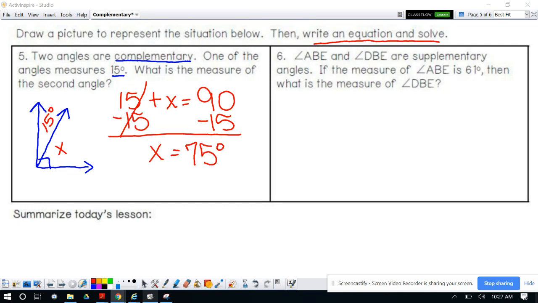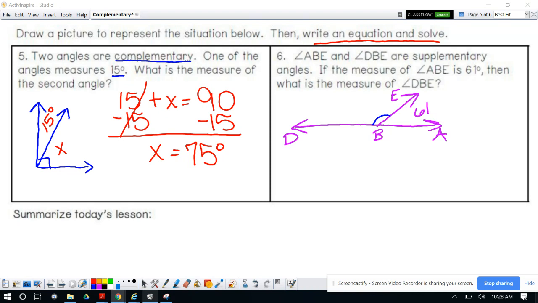And number 6, angle ABE and DBE are supplementary, so they make a straight line. And it says the measure of ABE is 61 degrees. So ABE is 61. And they want us to find the measure of DBE. So that's what we're looking for, the measure of DBE.